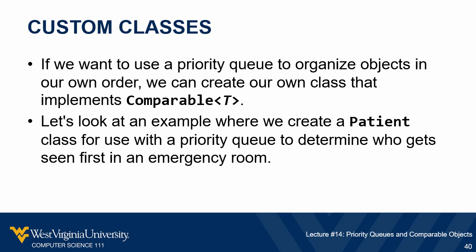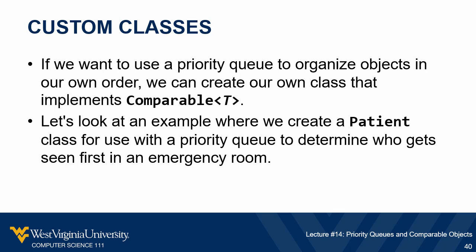Priority queues are great for being able to sort data. And by implementing the comparable interface in our own custom classes, we can use those priority queues to sort our own data based on some criteria that we've determined.